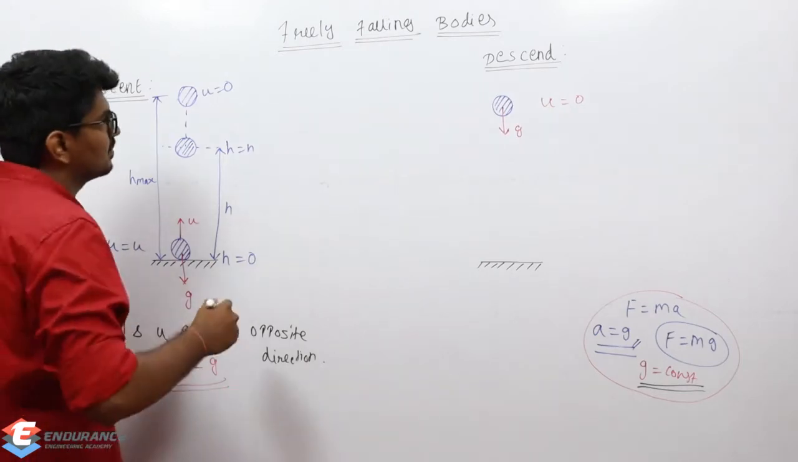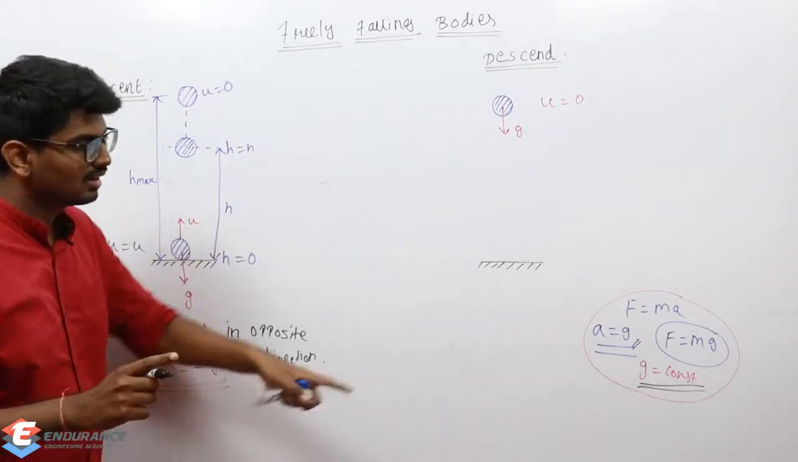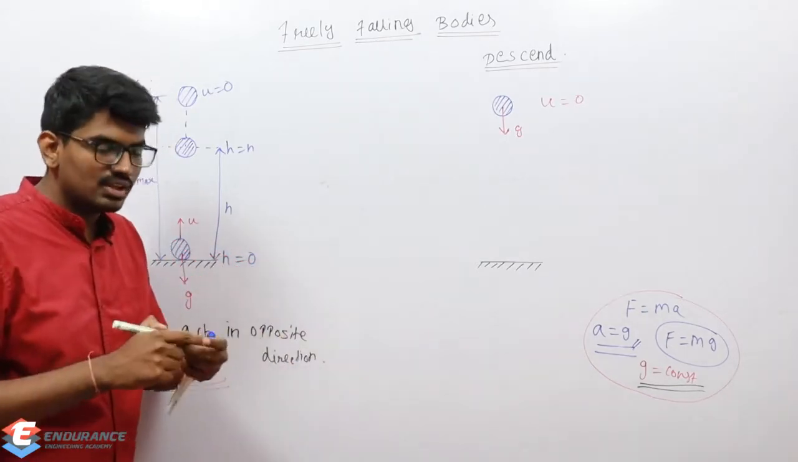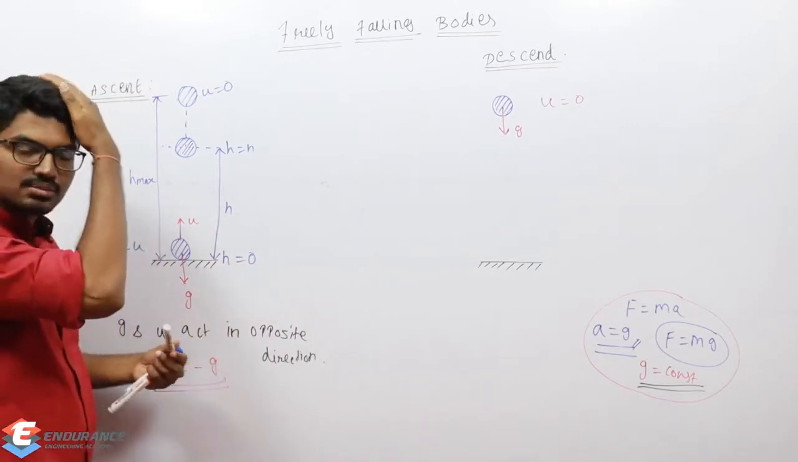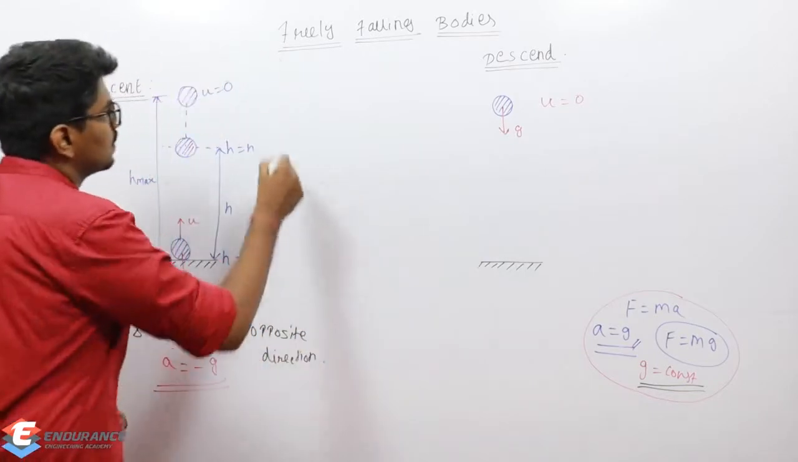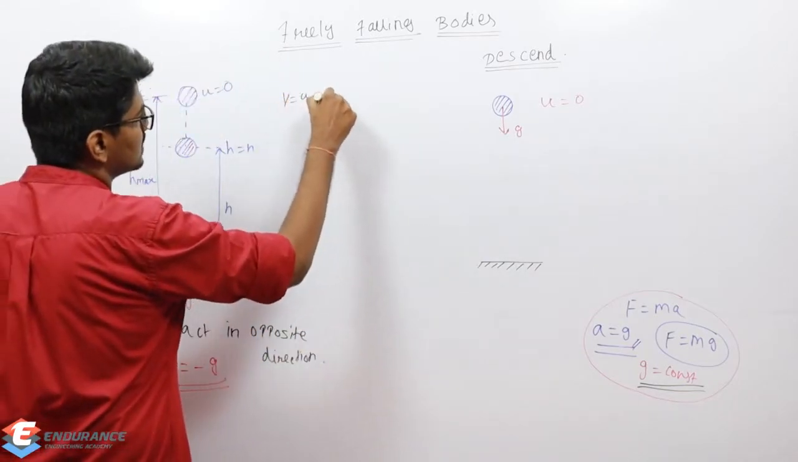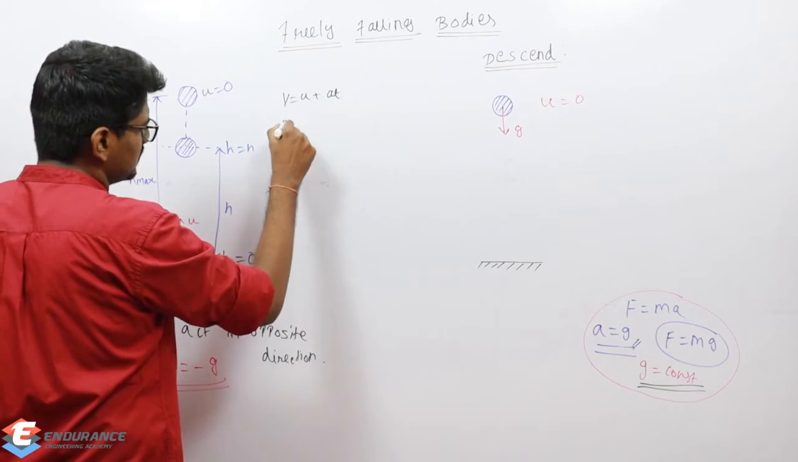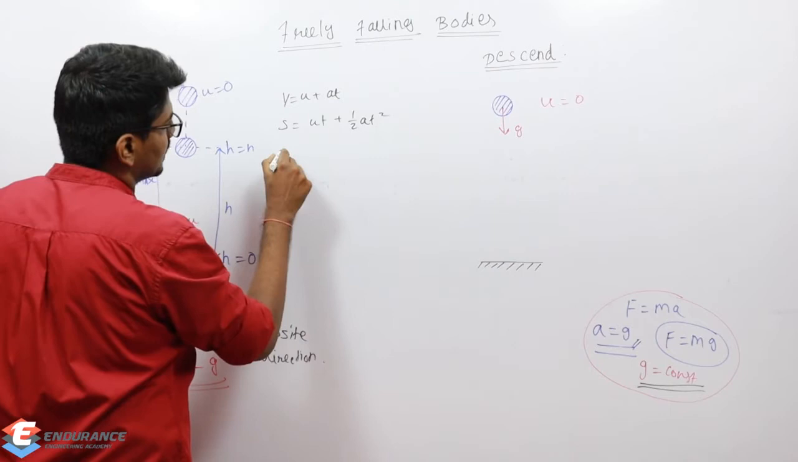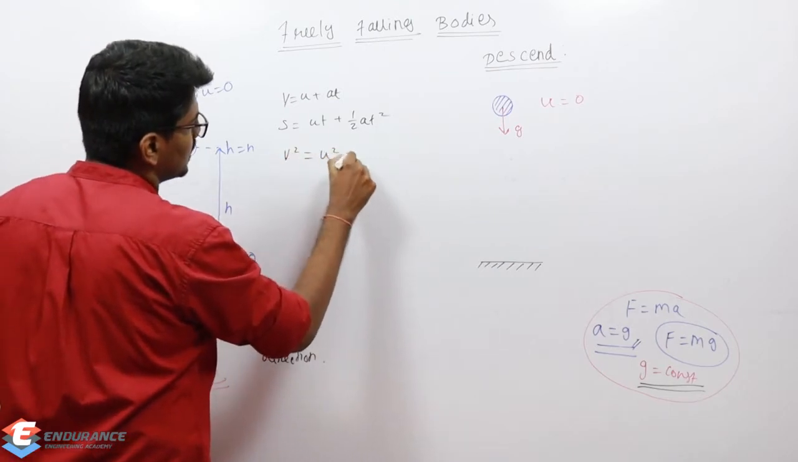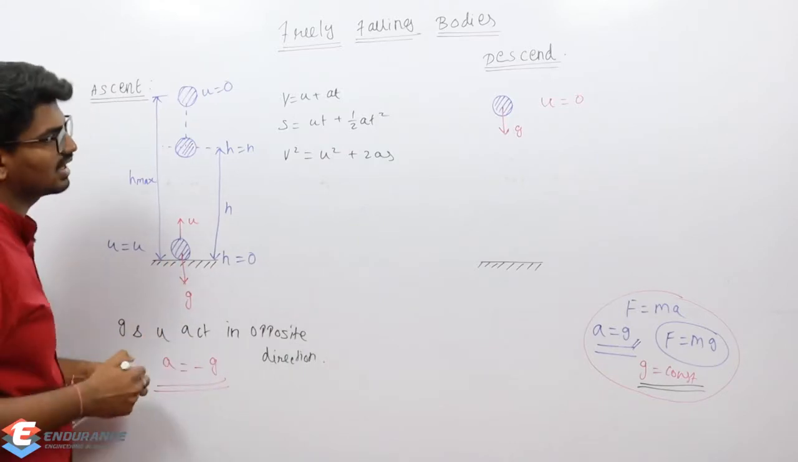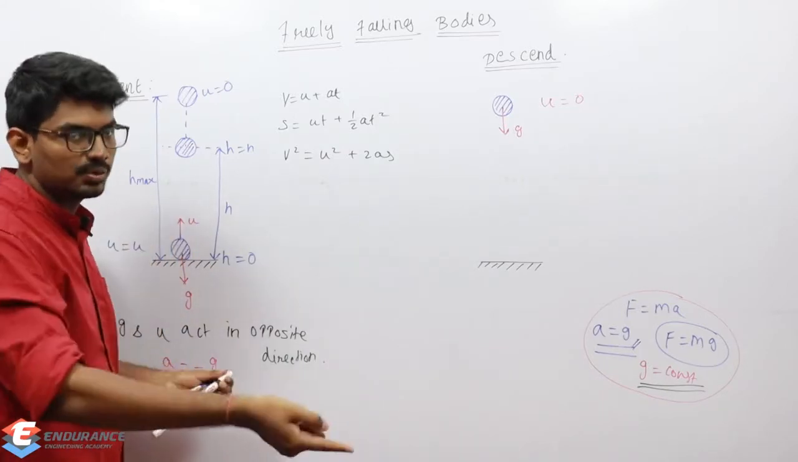Very important point: we assumed acceleration due to gravity to be constant. So if acceleration is constant, we have three beautiful equations, and I can use them. What are they? v is equal to u plus at, s is equal to ut plus 1 by 2 at square, and v square is equal to u square plus 2as. For this particular case, acceleration due to gravity is minus g, because it is opposing the motion.